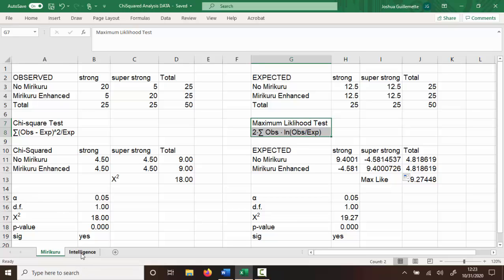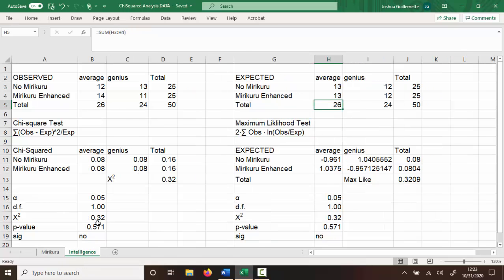So here in this second tab over here, when I click on it, again, here are the observed. I've already done the proportions. Here you can see it's not the same. I have 13, 13, 12, 12. And that's because I had 26 with average intelligence and 24 geniuses, okay, with equal numbers of participants. So this is a little different. It's not quite square.